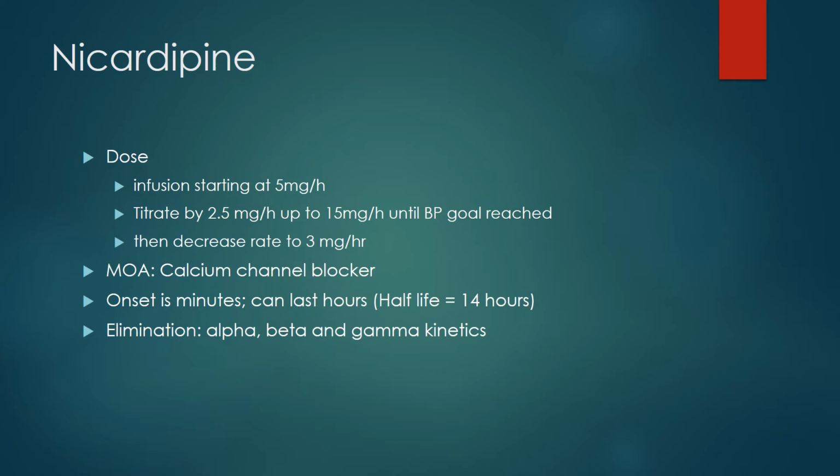Once you hit that blood pressure goal, you want to decrease the rate by 3 milligrams an hour, and that's due to these complicated pharmacokinetics. It has both alpha and beta. So you initially see that alpha effect, that's the quicker one. Then once that blood pressure goal is hit, the beta comes into play, which is why you want to decrease that rate. The mechanism of action for nicardipine being a calcium channel blocker.